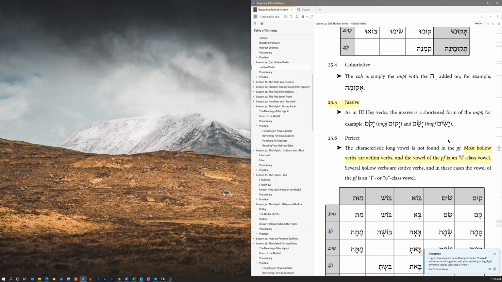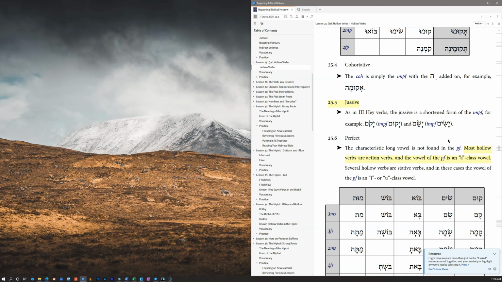But when you see a vav relative attached to a third Hey verb, it's going to look like a jussive. When you see a vav relative attached to a Niphal verb, it's going to look like a jussive. And when you see a vav relative attached to a hollow verb, it's not going to look like an imperfect. It's going to look like a jussive.